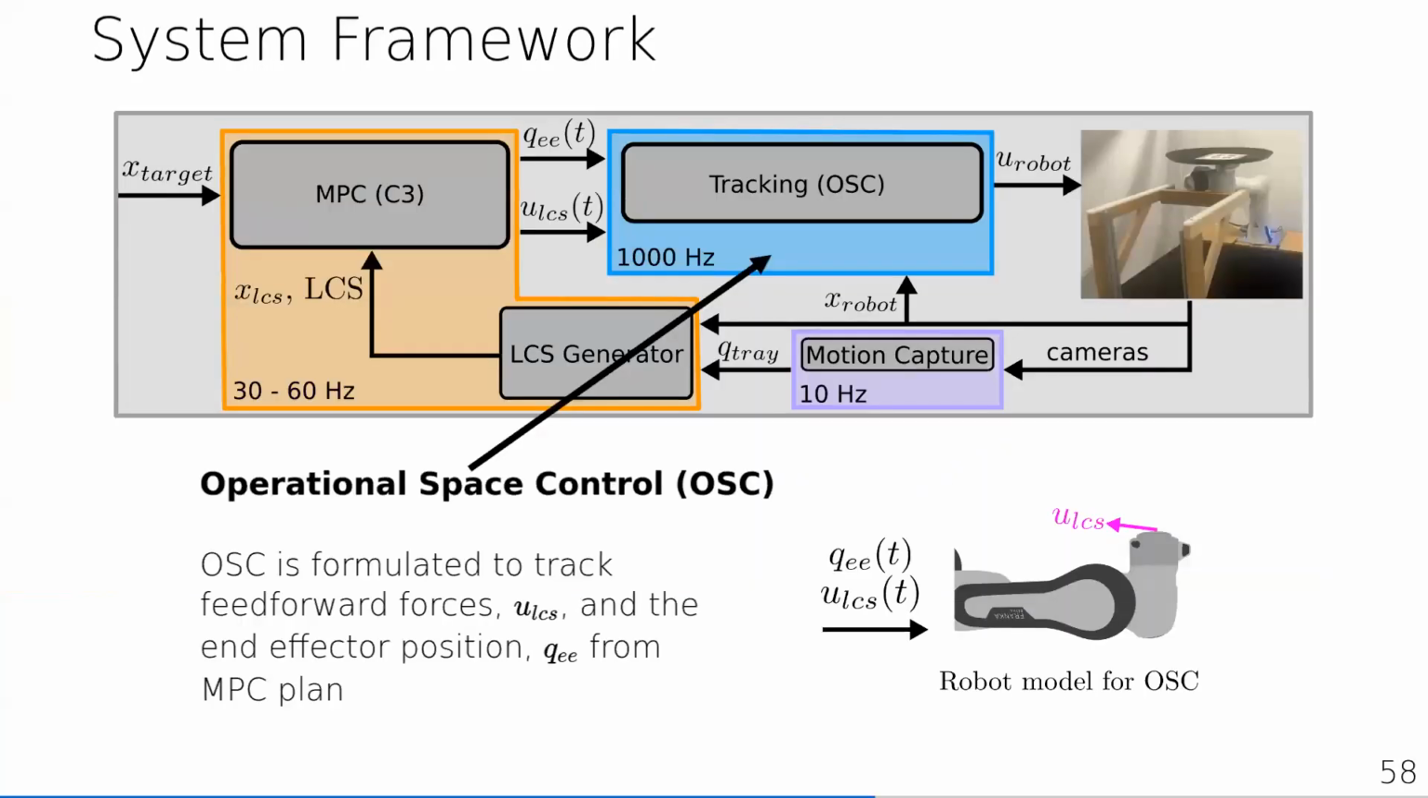Okay, so now that we have the plans for MPC, we have to be careful on how we're tracking them because we're using forceful interactions with the object. What we do is adjust our formulation for OSC to be able to track feed-forward forces as well as the end effector position to stabilize around the trajectory. The main reason we need this feed-forward force is because the MPC is planning with contact forces in mind, so we have to account for those forces somehow, which is this feed-forward term.